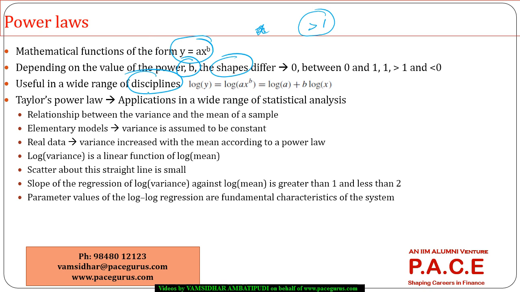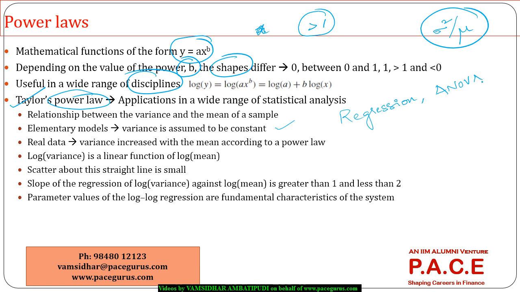You have so many applications for different kinds of data, and you will observe different such patterns coming up. And there's one more important thing that we need to understand in this context, which is Taylor's power law, which has so many applications in a wide range of statistical analysis. There is a relation that is generally defined between the variance and the mean of any sample. In many models, we make an assumption that the variance is constant. Whether we are talking about a very general regression model, or very elementary ANOVA kind of models for data analysis, we assume in all these cases that the variance is constant.